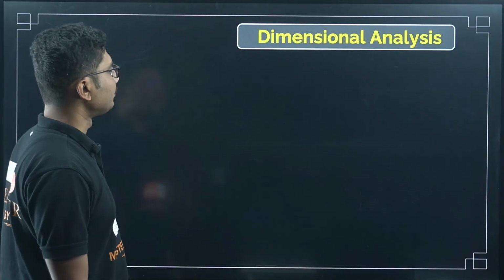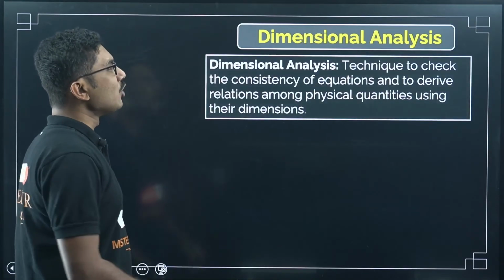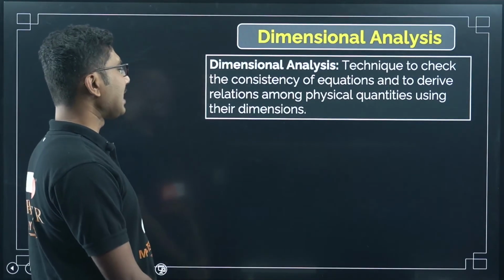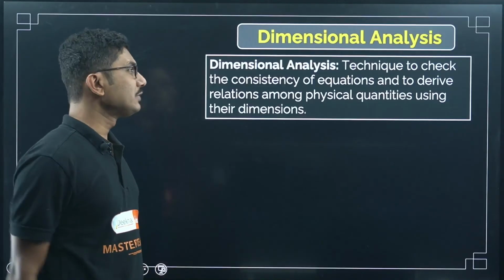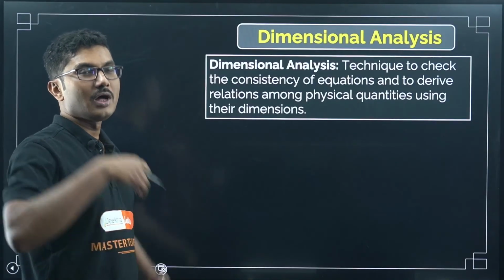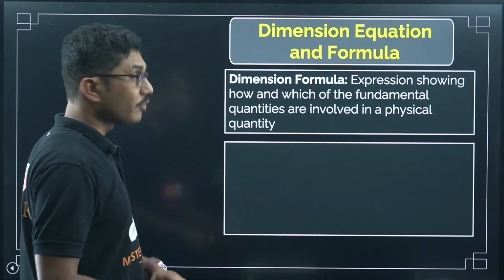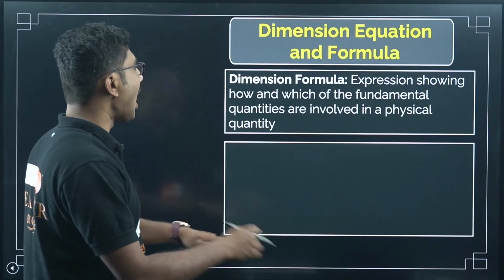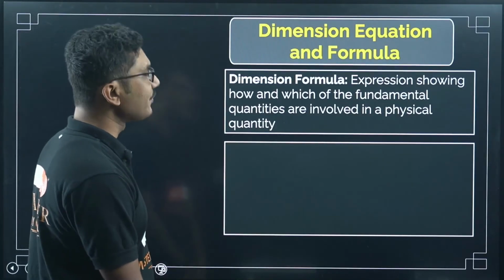Okay, now dimensional analysis. Dimensional analysis is a technique to check the consistency of equations and to derive relations among physical quantities using the dimensions. I hope you have used dimensional analysis in your first PU to solve some problems, right? Now, dimension formula. What is the meaning of dimensional formula? Expressions showing how and which of the fundamental quantities are involved in a physical quantity.